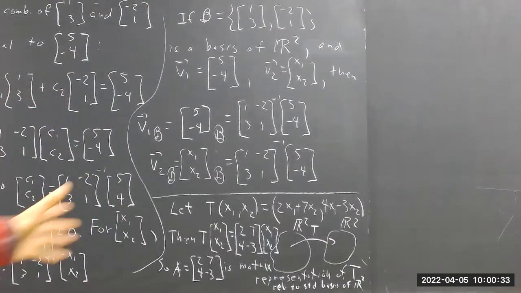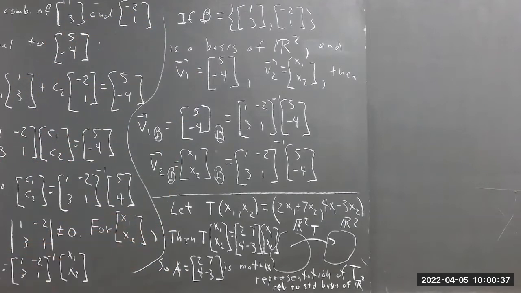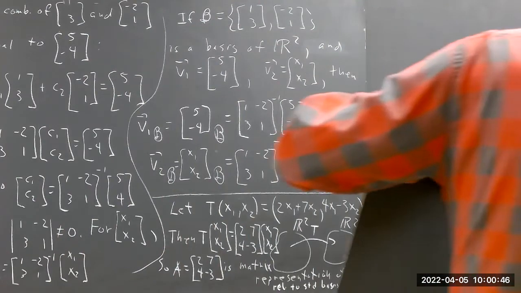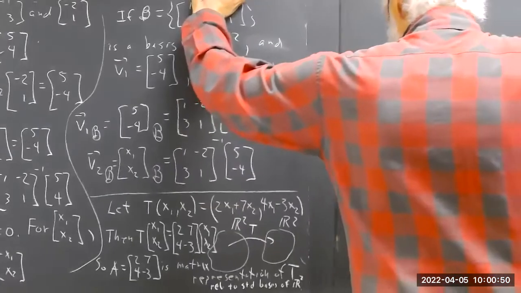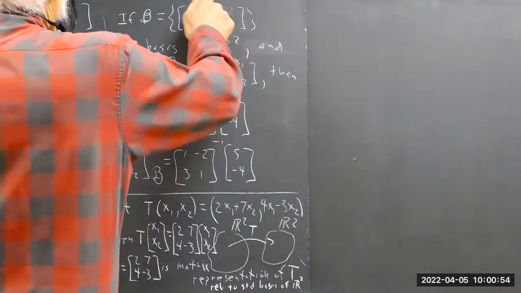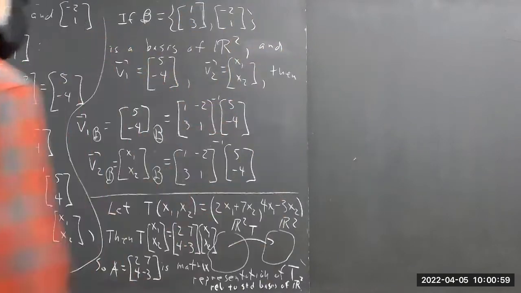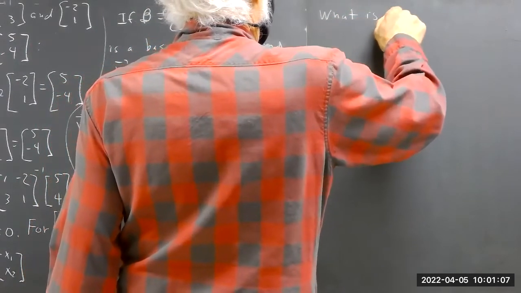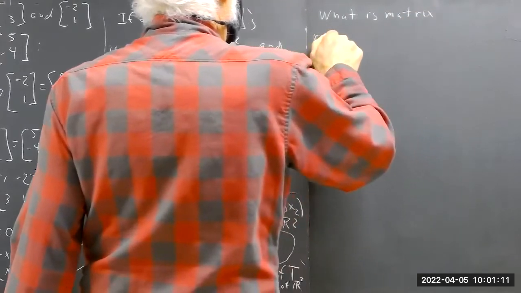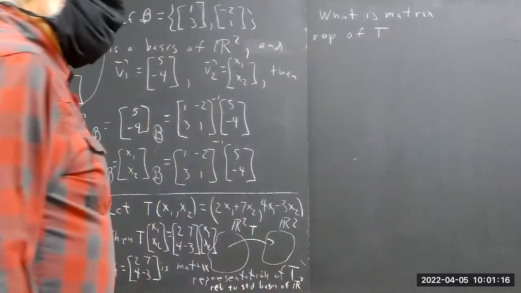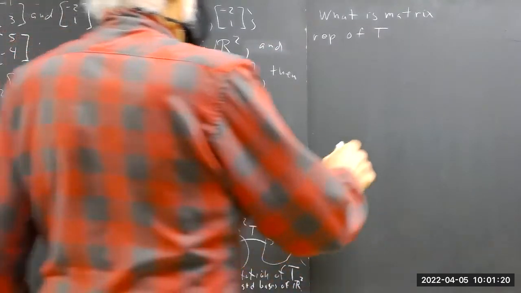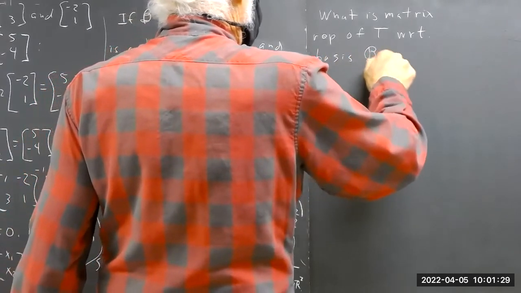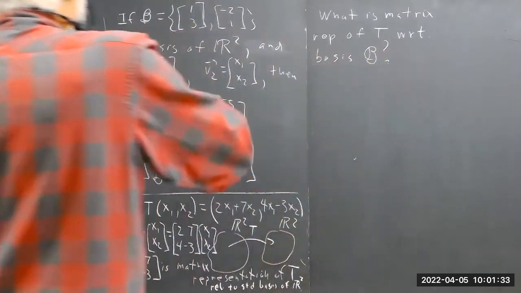Okay, we understand all that. That's our context right now. Okay, well, my question then is, what is the matrix that represents the transformation relative to this basis? That transformation, what's the matrix representation of this transformation with respect to basis B? Okay.